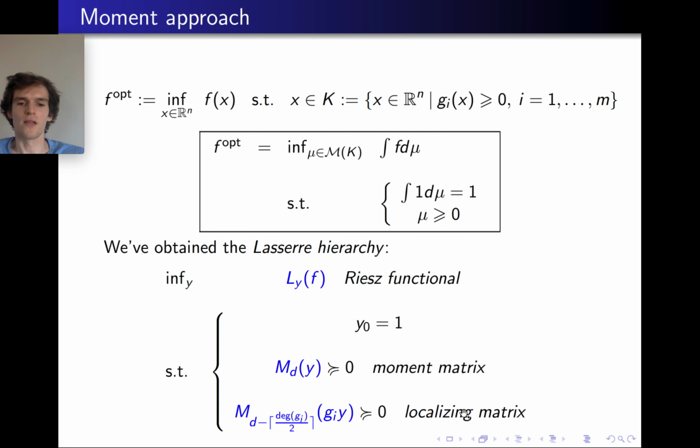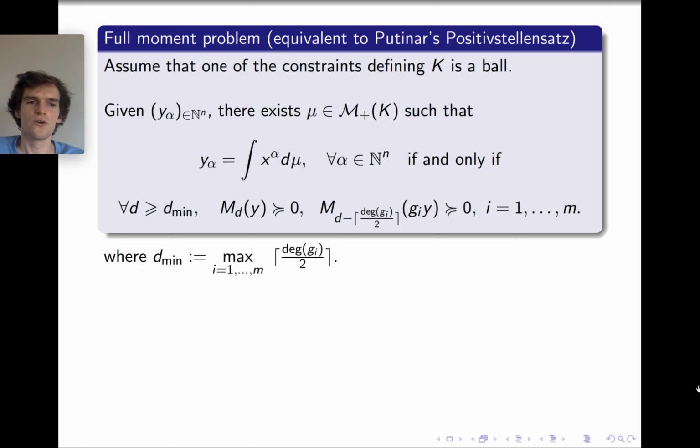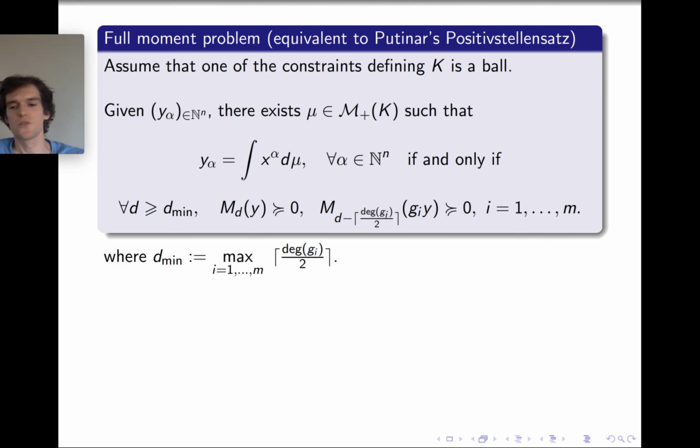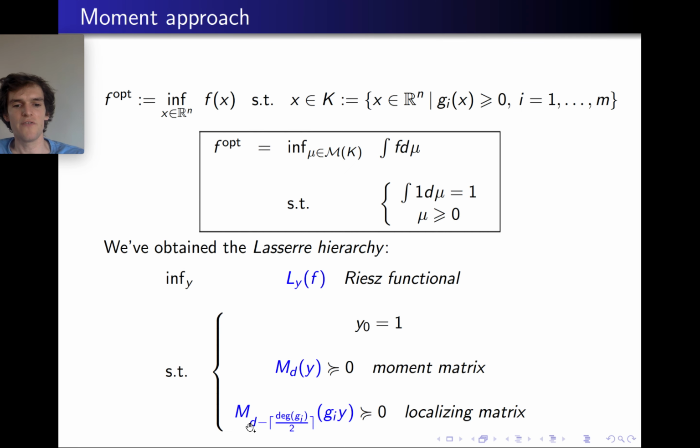And this here is the localizing matrix, because it's trying to make the support located within the feasible region, the semi-algebraic set K. Okay, so what would happen is, if you were to write this for all d, like d equal 1, d equal 2, d equal 3, write all these constraints for all d, you would have an infinite number of constraints.